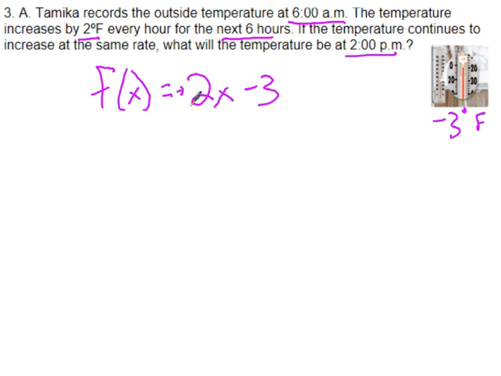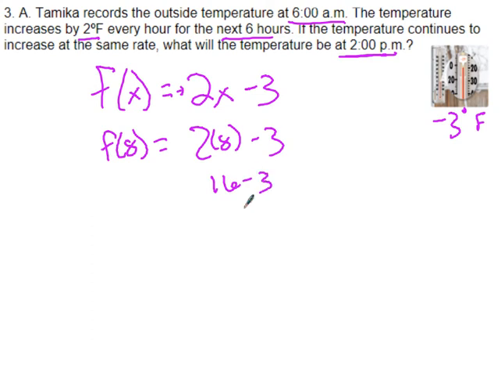This is my function. Now, in order to figure out at 2 p.m., I don't just get to plug in 2 for x, because that's not what x represents. X represents the number of hours that has passed. Well, between 6 and 2 p.m., that's 8 hours, because 6 to 12 would be 6 hours, and then another 2 would be 8. So I would actually figure out, well, what's f of 8 hours? After 8 hours, what's my temperature going to be? Well, that would be 16 minus 3, which is 13 degrees. So at 2 p.m., if it increased at this rate, it would be 13 degrees outside.